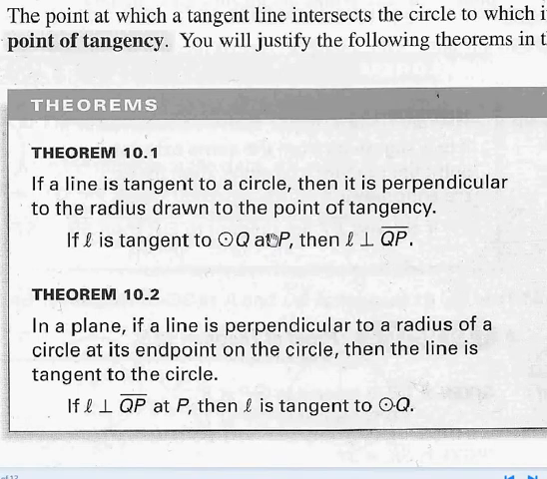So we are going to review Theorem 10.1 and then Theorem 10.2. Theorem 10.1 states, if a line is tangent to a circle, then it is perpendicular to the radius drawn to the point of tangency. So that if L is a line that's tangent to circle Q at the point of tangency P, then L is perpendicular to the line segment QP.